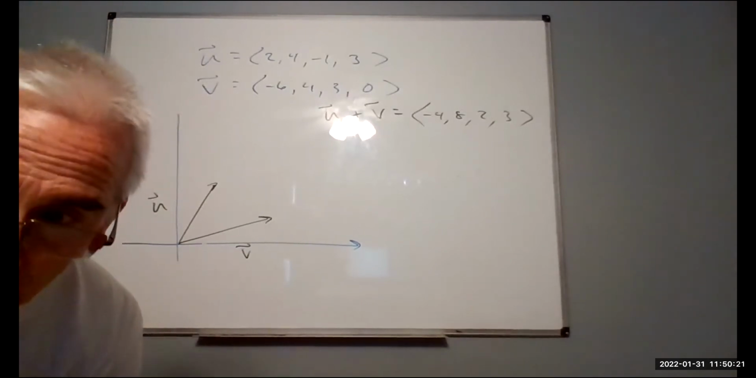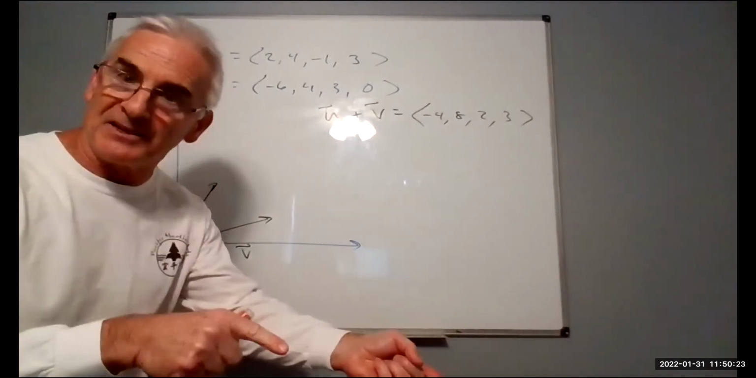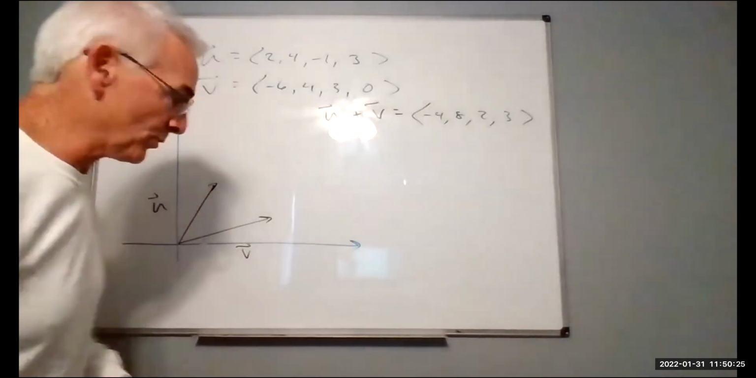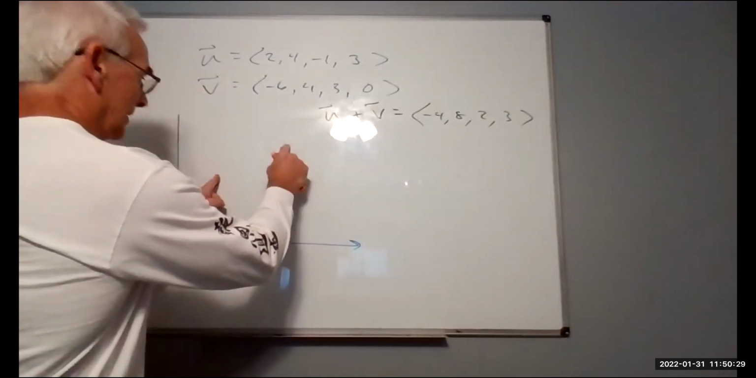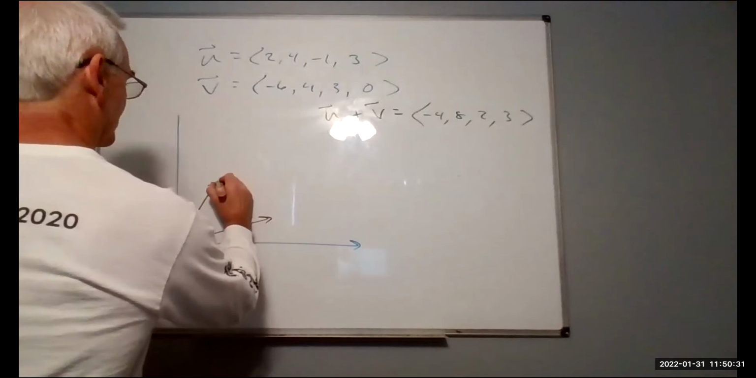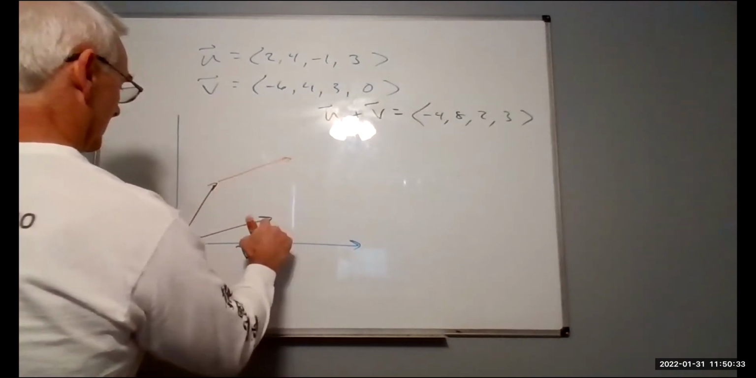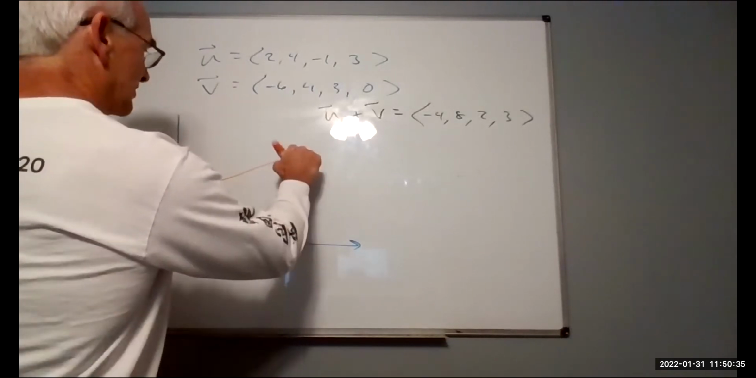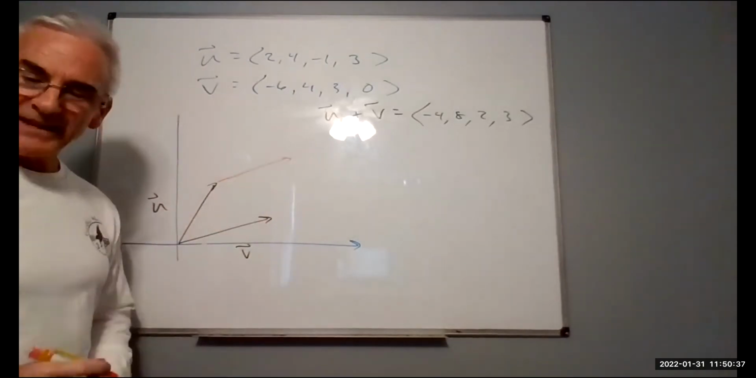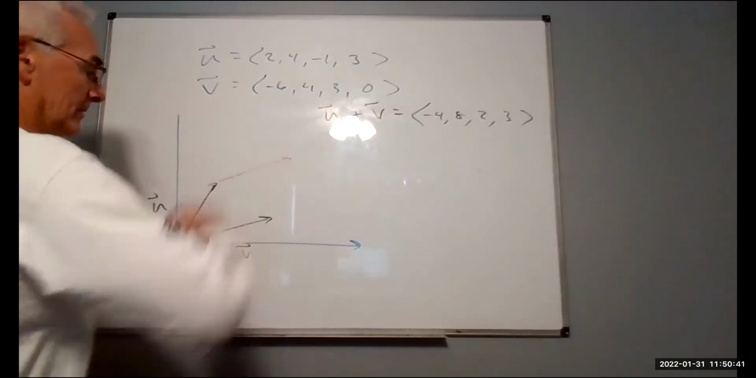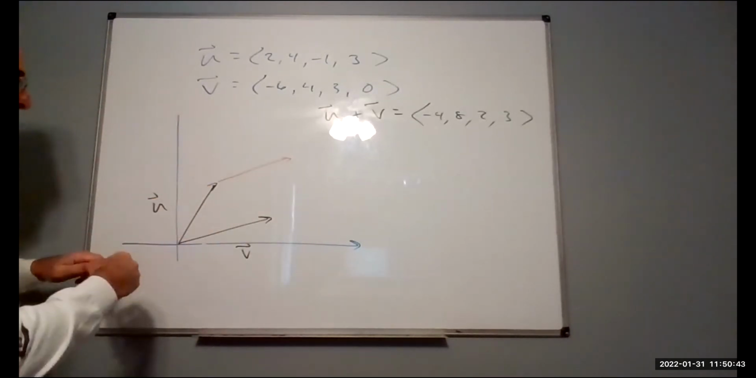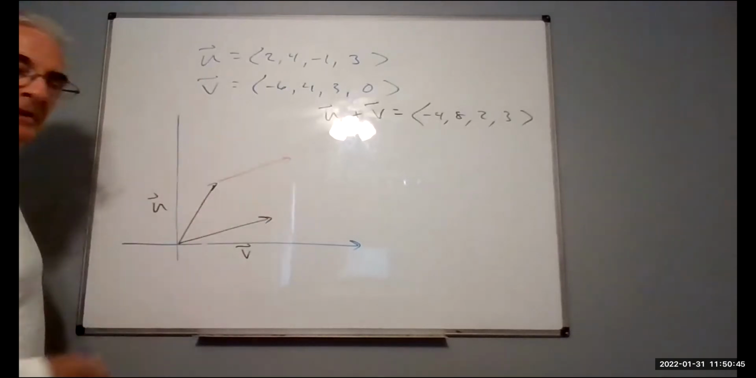Well, if I want to add v to u, what I'm literally doing is taking vector v, picking it up and attaching it to the end of vector u. I'm taking that vector and I'm just doing this. And what is my result? Well, it'd be this new vector right here. Now, this new vector would be u plus v.